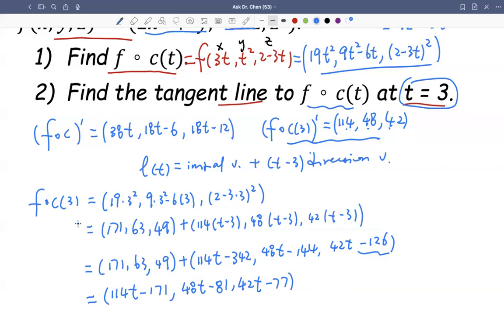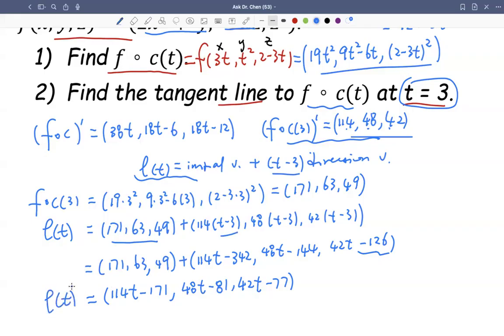Sorry, I think I read everything together. So this is L of t, right? So this is just the initial vector. This is just calculating the initial vector, which we got 171, 63, 49. Then the line representation is this, right? The initial vector plus t minus 3 multiplied by the direction vector. The direction vector is this one. Then we simplify. So in the end, L of t, the tangent line to the curve at 3, can be represented with this vector representation.